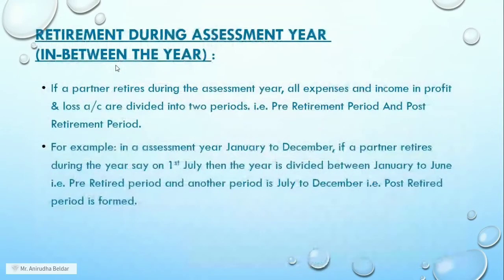As we have seen previously in admission, if a partner is admitted during the assessment year, likewise if a partner retires during the assessment year, all expenses, income, profit as well as losses are divided into two periods, that is the pre-retirement period and the post-retirement period. Say for example, if in an assessment year a partner retires on 1st July, then the assessment year is divided into two parts, that is January to June and July to December.